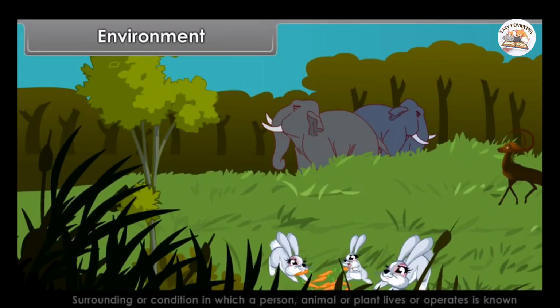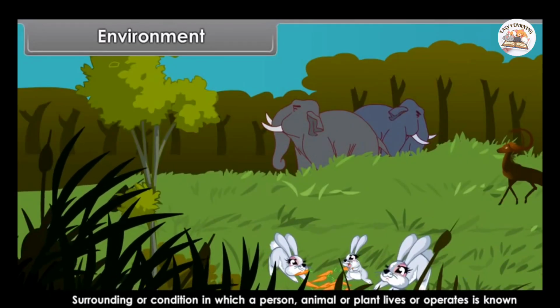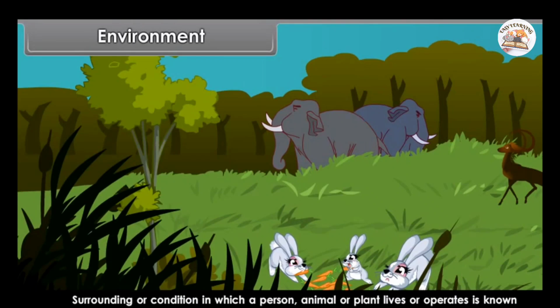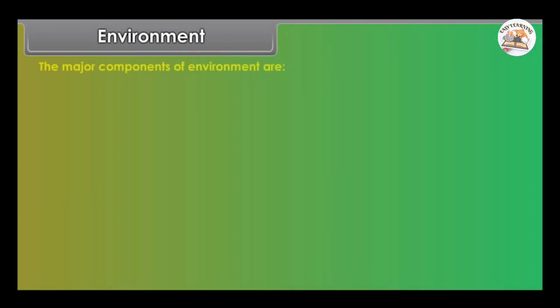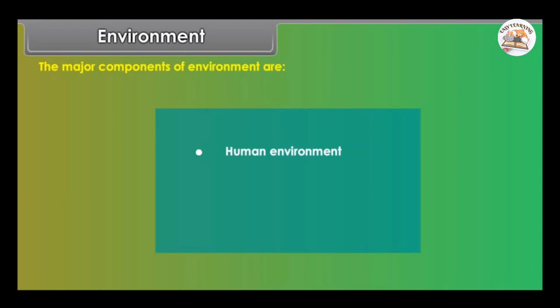Environment. Surrounding or condition in which a person, animal or plant lives or operates is known as environment. The Earth is our home, and thus the lithosphere, atmosphere, hydrosphere, along with all living organisms together make our environment. The major components of environment are human environment, human-made environment, natural environment.